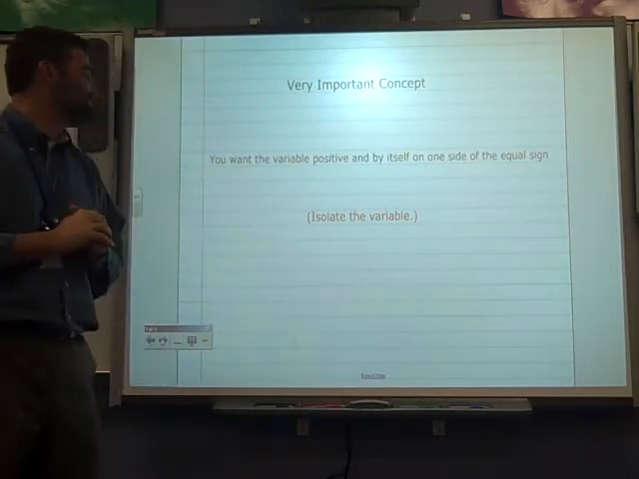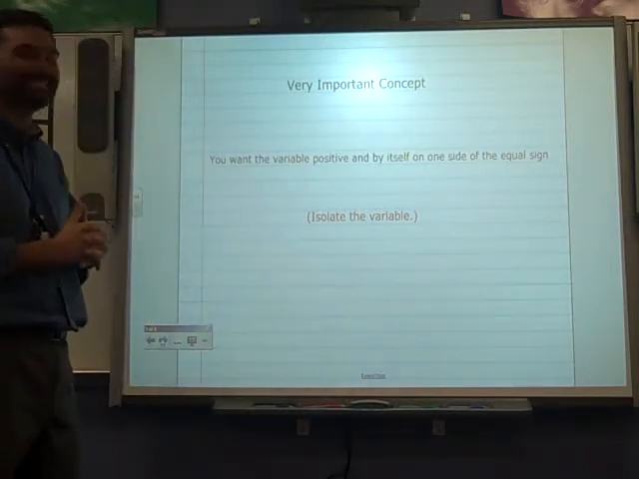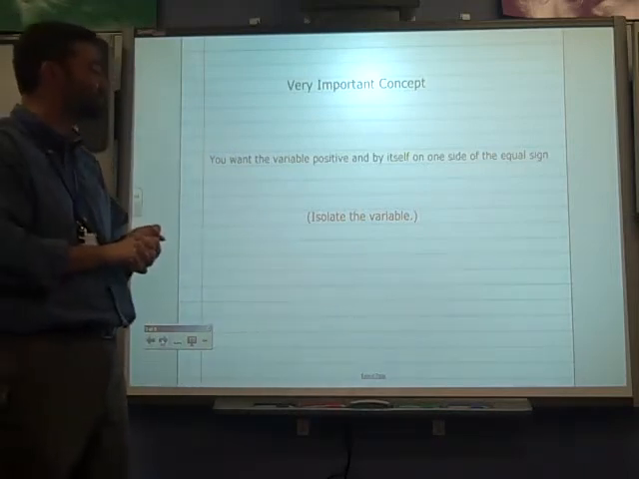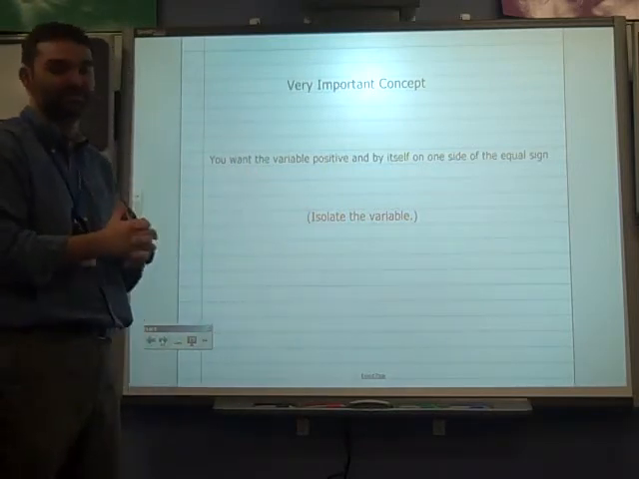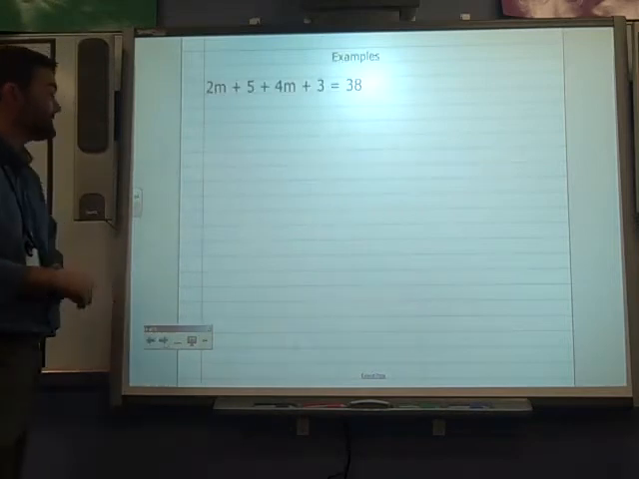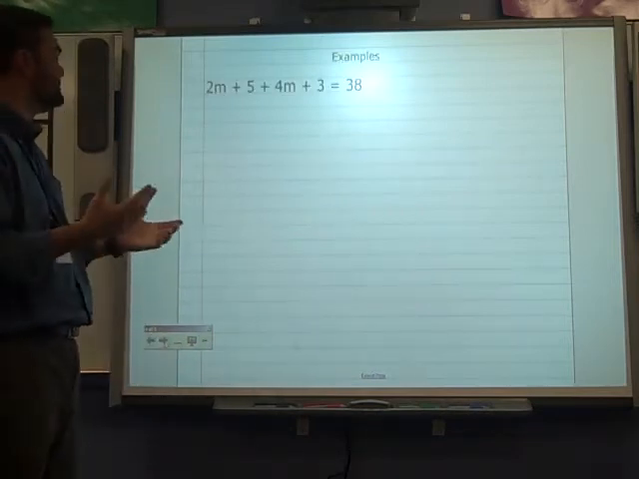The very important concept today is you'll want to get the variable positive and by itself on one side of the equal sign. Basically what we're doing is isolating the variable, getting it all alone in a positive instance. So here we go. Example 1.